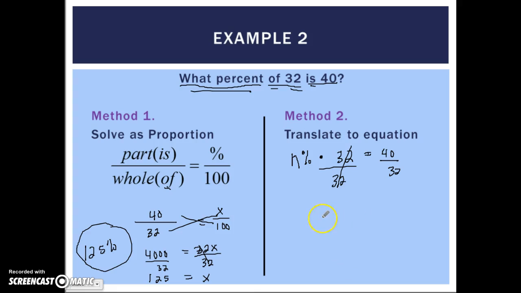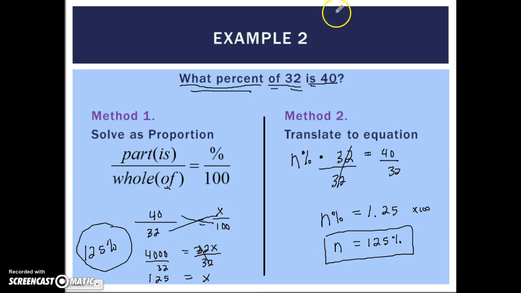32 divided by 32, we're left with our unknown percentage. And then 40 divided by 32, that's actually 1.25. Now notice the difference in our answers. This one is 1.25, this one we got 125. When you're using your equation, you have to convert it back to a percent. So we have to multiply this by 100. So n is equal to 125%.